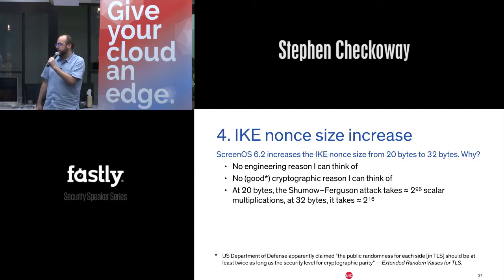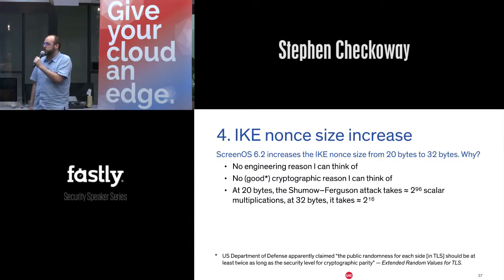The DoD apparently claimed that public randomness for each side, they were talking about TLS here, should be at least twice as long as the security level for cryptographic parity. But they don't explain what that means, and although I'm not a cryptographer, I like to talk to cryptographers, and none of them have any clue what this means either, and they don't have any idea why this is. So I can't think of a good cryptographic reason for doing this.